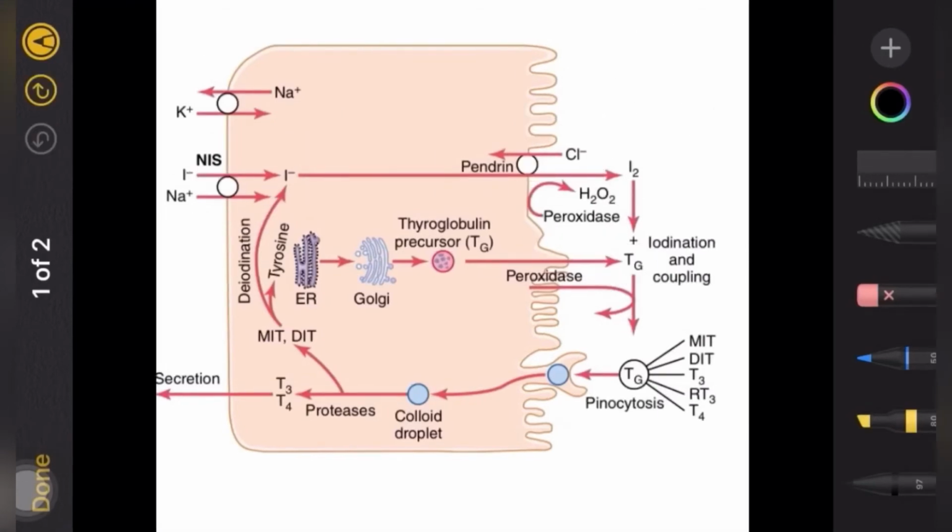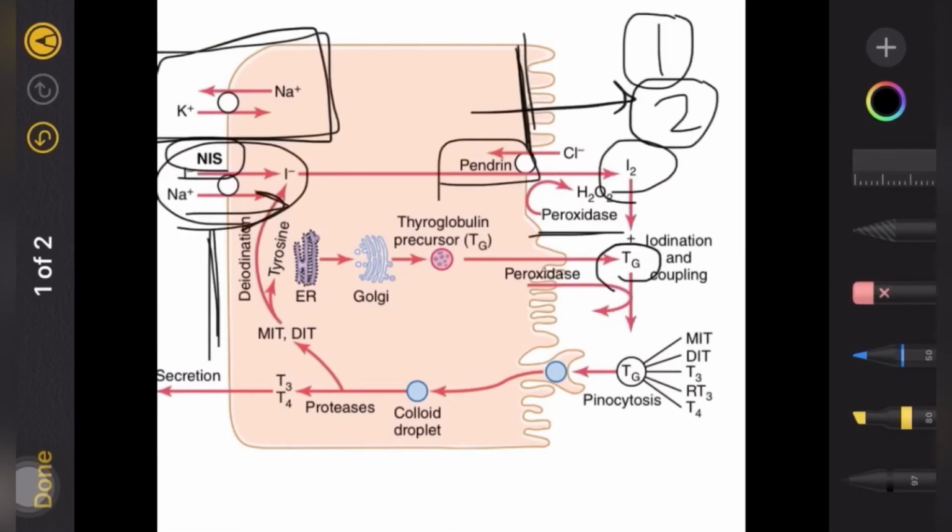The thyroglobulin is the second constituent of the thyroid hormone, and it is formed with the help of the endoplasmic reticulum and Golgi apparatus, and it has a very important amino acid called tyrosine, which is the main thing which combines with iodine. Now this is released into the colloid.